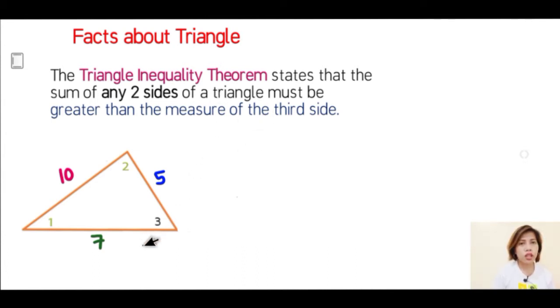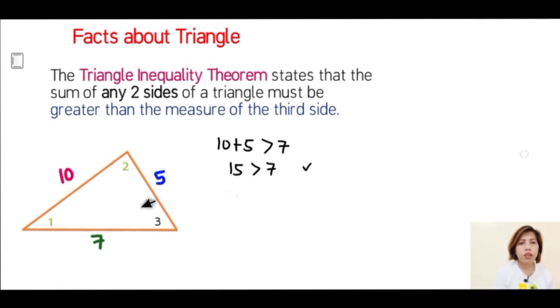So, since nakabuo tayo ng triangle dito, i-check natin kung tama ba yung or sumusunod ba to sa triangle inequality theorem. So, first, yung dalawa muna na side, 10 plus 5. Dapat po mas mataas siya doon sa pangatlong side, sa 7. So, 10 plus 5 is 15. That is greater than 7. So, ito ay check.